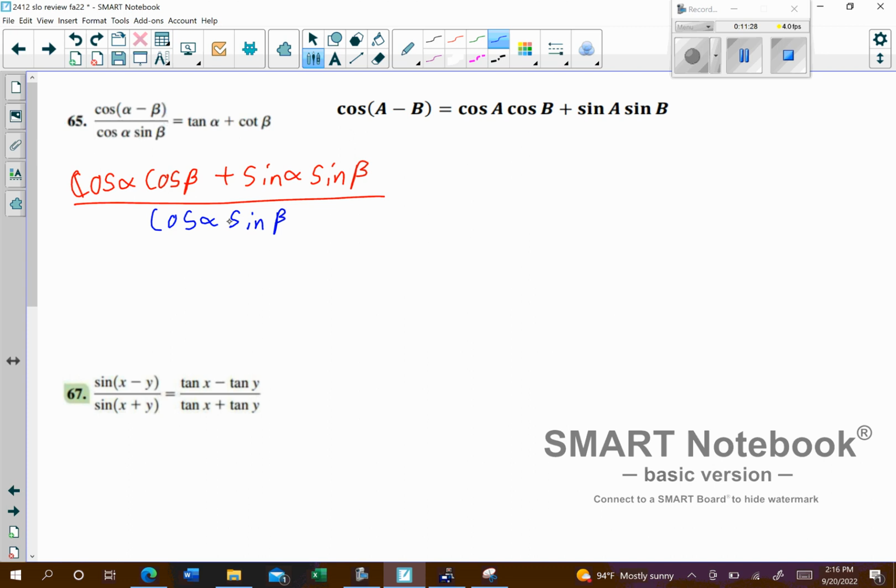Now, if there was addition or subtraction in the denominator spot, I'd have some issues. But since I have multiplication, I can do this. What I'm going to do is break this into two fractions, and then it's going to come together quite nicely. So on the first one, we've got cosine of alpha, cosine of beta, divided by that common denominator, cosine of alpha, sine of beta.